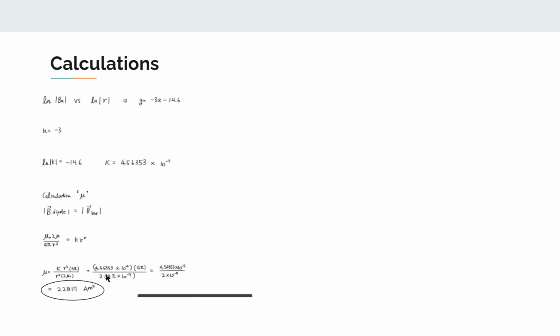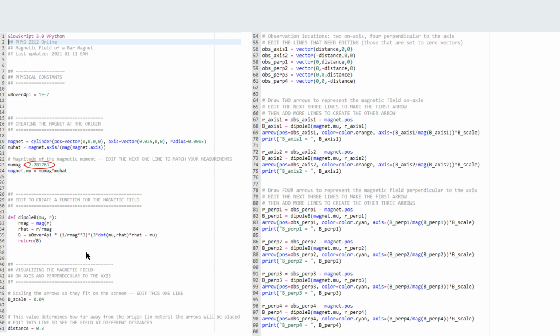And using the equation from the on-axis graph, I have -3 as the m value, this one, -3 value, and I get the L and K values as -40.6, and from these values I calculated a K, and with the N and K I calculated the magnetic dipole moment as 2.2817.